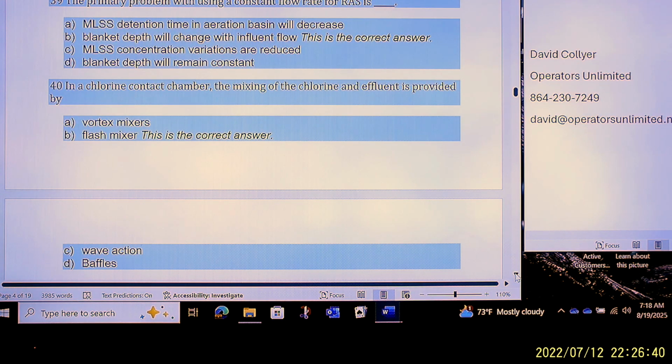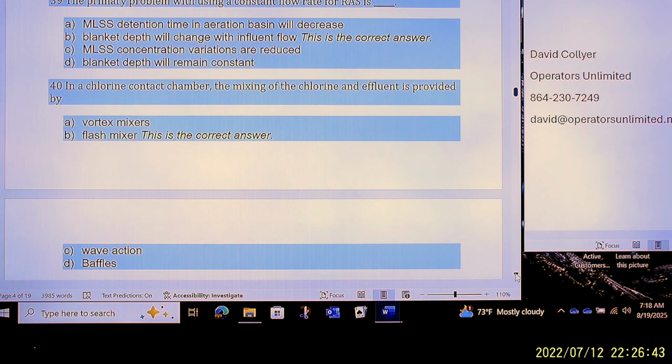Number 39, the primary problem with using a constant flow rate for RAS is: A, MLSS detention time in aeration basin will decrease. B, Blanket depth will change with influent flow. C, MLSS concentration variations are reduced. Or D, Blanket depth will remain constant. The answer to 39 is B, blanket depths will change with influent flow.